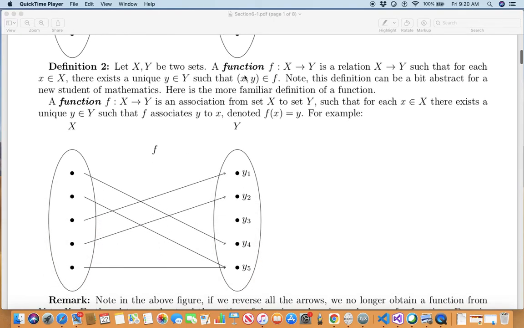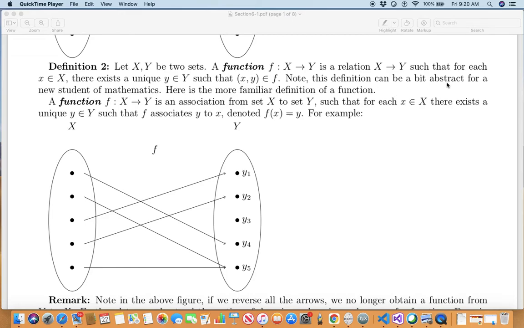Now what is a function? A function starts with two sets X and Y. A function f from X to Y is a relation from X to Y. So to begin with, a function is a relation such that for each x in X, there exists a unique y in Y such that the pair (x, y) is in f. Remember, a relation is a subset, so this makes sense.